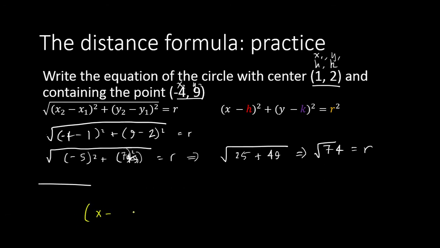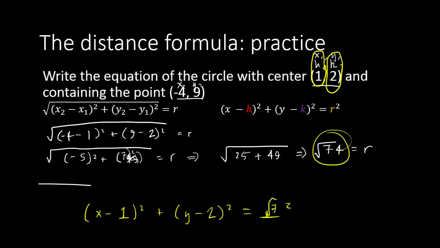So x minus something squared, y minus something squared is equal to something squared. All right, so the x-coordinate of the center is 1, the y-coordinate is 2, and my radius is square root 74. Again, if you chose to rewrite this as a radius of just 74, so the radius squared is equal to 74, that's fine.